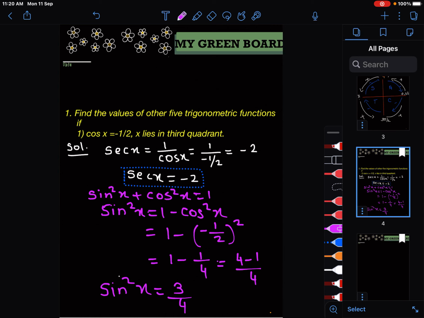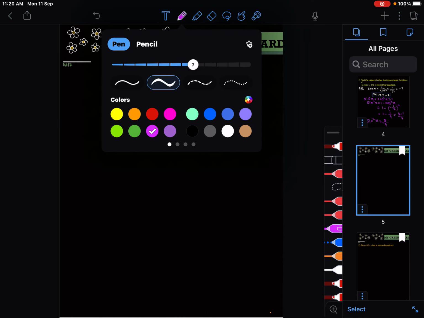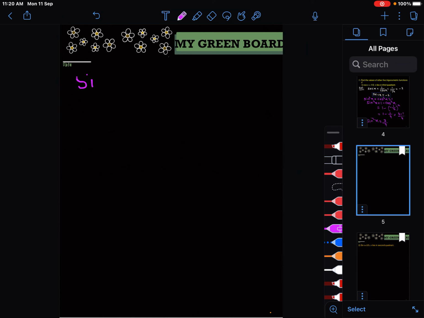Understood? Now sin square x we are getting 3 by 4. Now sin x, what will it be? Sin x would be root of 3 by 4, which will give you plus or minus root 3 by 2. Now we need to know if it is a plus or minus. How can we know this?